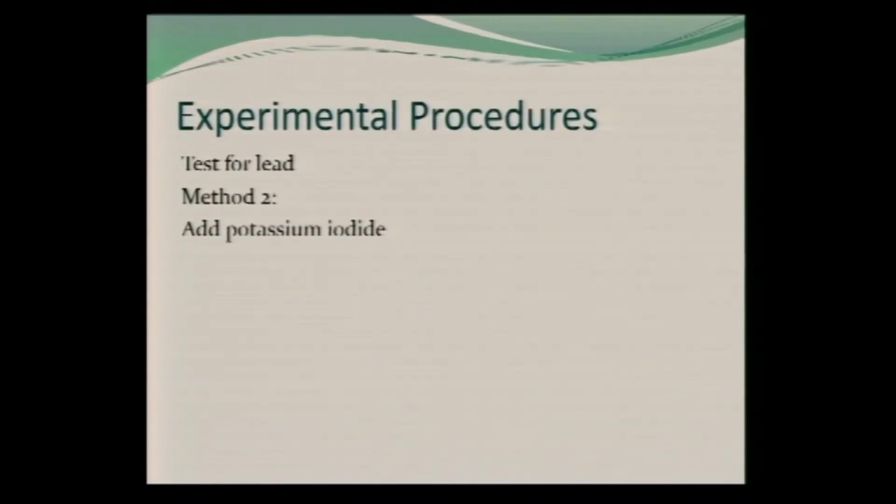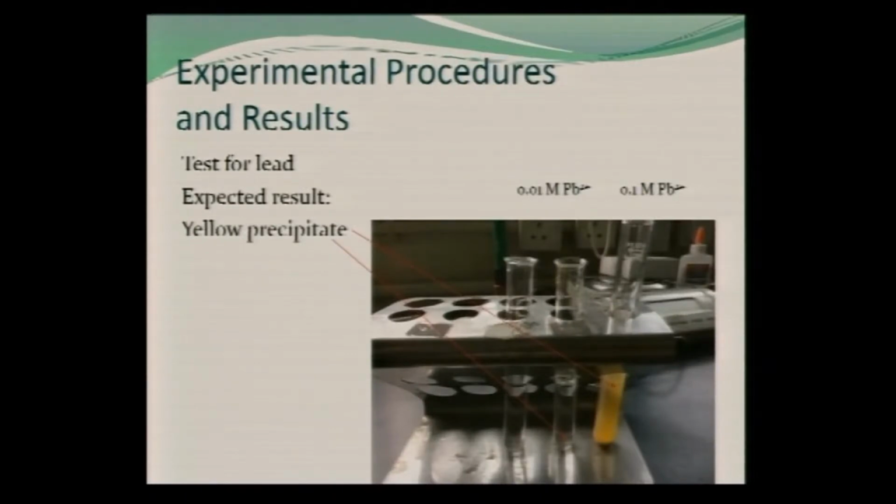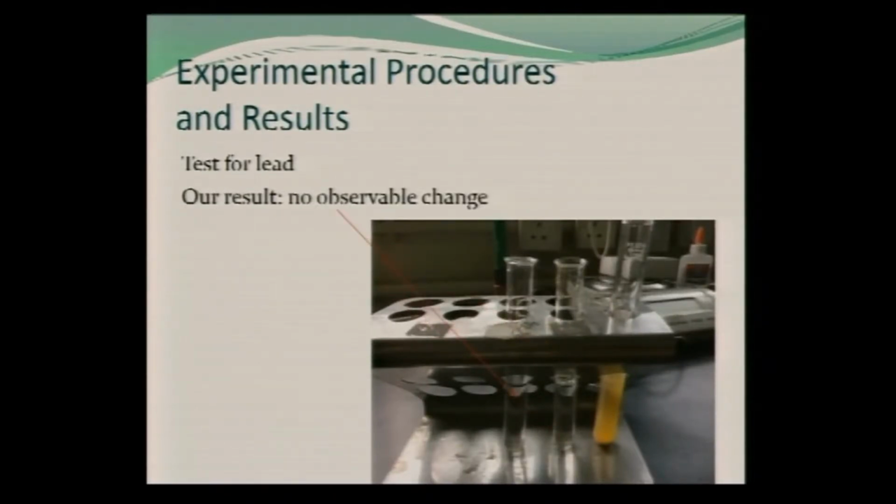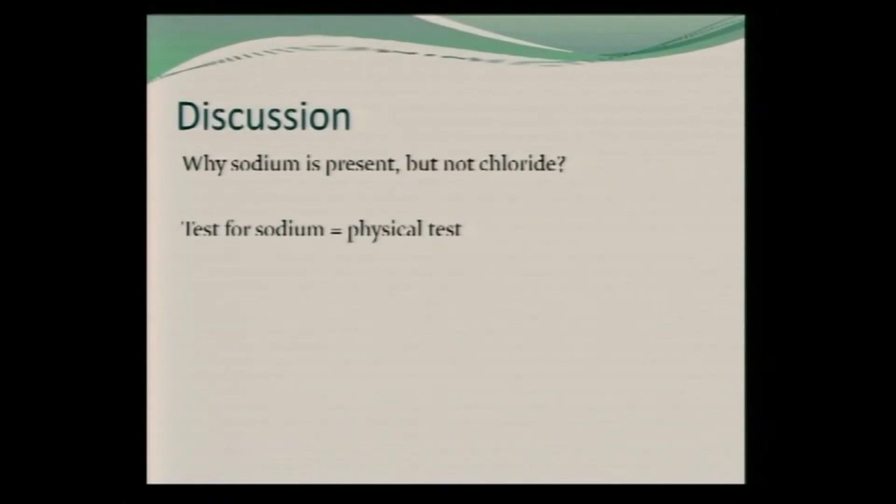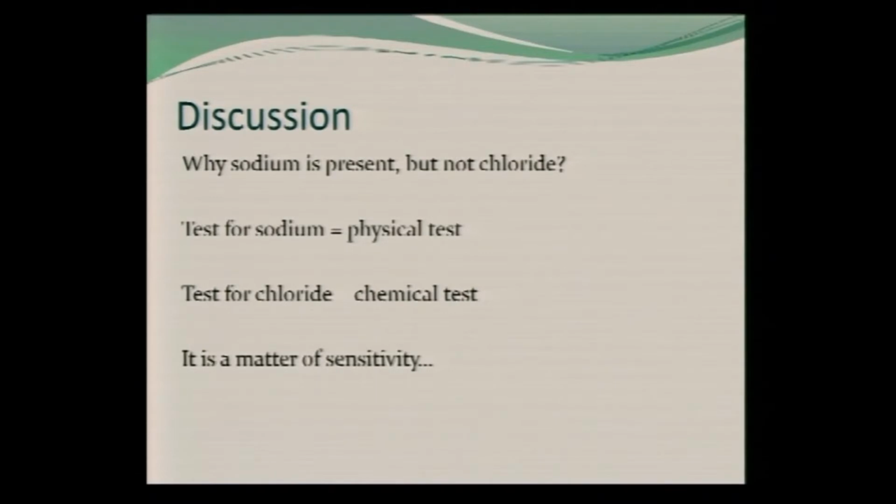Another chemical test for testing lead is adding potassium iodide. Our expected result is yellow precipitate. However, there is no observable change in our example. You may wonder why sodium is present, but not chloride. It is because the test of sodium, that is a flame test, is a physical test, but the test of chloride is a chemical test. The sensitivity of a flame test is higher than that of a chemical test.